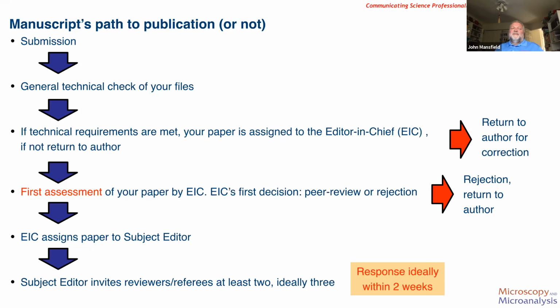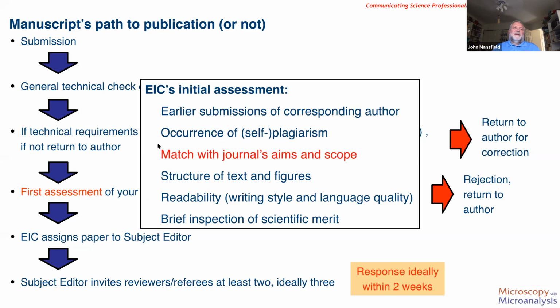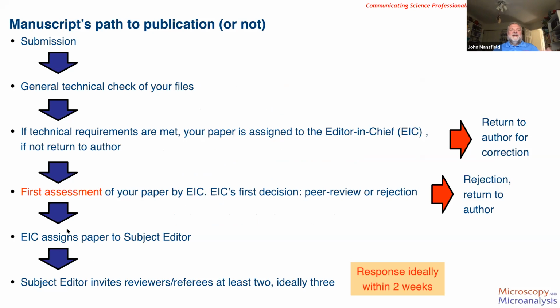So when you submit your manuscript, it's got quite a long route through the system, and I've tried to simplify that diagram that I showed earlier on by saying that basically you submit the manuscript, we check that it's in the format that we like, follows all of our rules. If the technical requirements are met, then your paper is assigned to the editor-in-chief, who makes a first assessment, okay? That first assessment will take into account earlier submissions by the author, whether there's been any cases of self-plagiarism, whether it actually matches the journal's aims and scope, make sure the structure's right, make sure there's readability, and a brief inspection of the scientific merit. And then the editor-in-chief, me in this case, assigns the paper to one of our subject editors, who then invites reviewers for the manuscript.